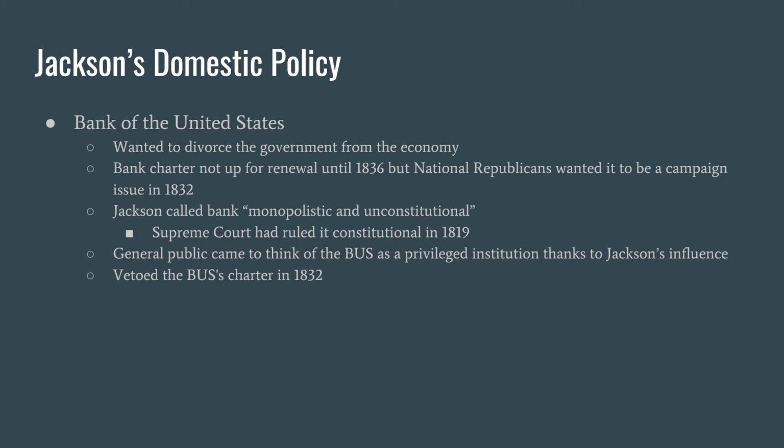But again, Andrew Jackson does not like listening to the Supreme Court, and thus he vetoes the bank's charter in 1832. He is able to convince the general public to think of it as a privileged institution that is elitist. And so the Bank of the United States is killed by Andrew Jackson, and that's actually going to have a pretty big impact on the economy in the coming years.